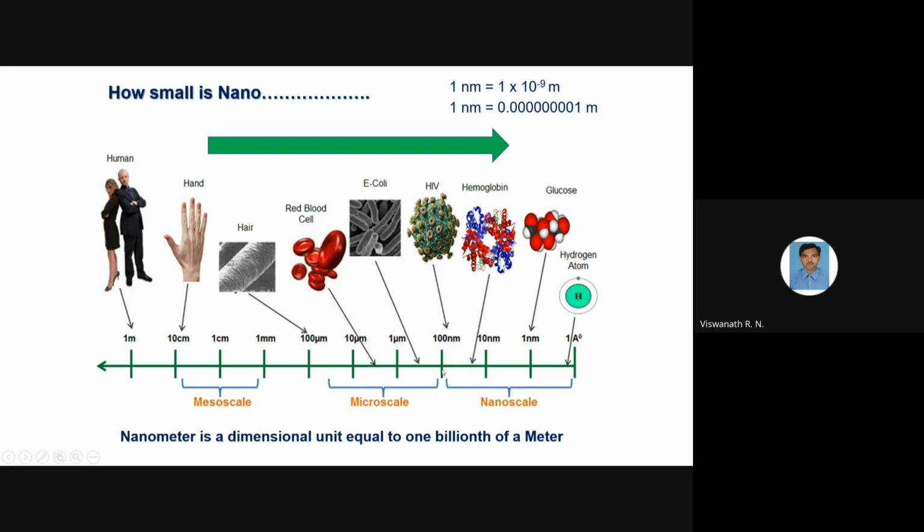So it is greater than 100 nanometer. But below 100 nanometer, we call it nanometer, nanoscale, or nano objects. So there HIV, hemoglobin, glucose, and other viruses. So the viruses are coming under this nanoscale category. Bacteria are coming into the microscale category. Then bigger objects. So this is the way.